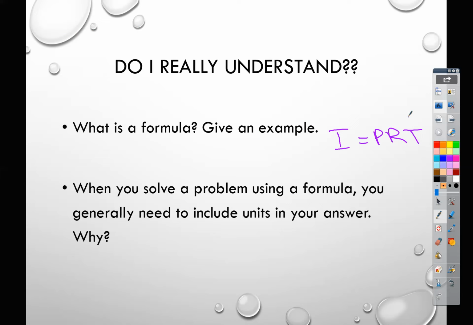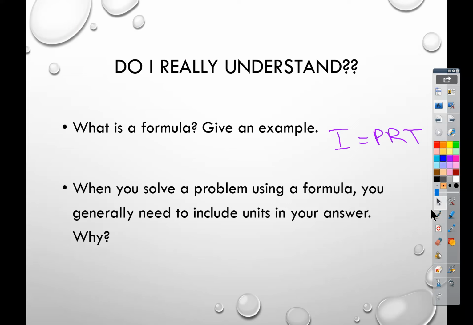When you solve a problem using a formula, you generally need to include units in your answer. Why? Units are important in math. It depends on what you're talking about. It can be very dangerous in chemistry, or it can be very costly if you were talking about buying supplies or anything else. So that is why.